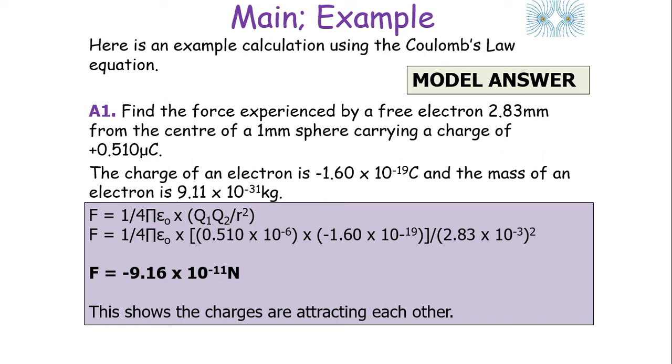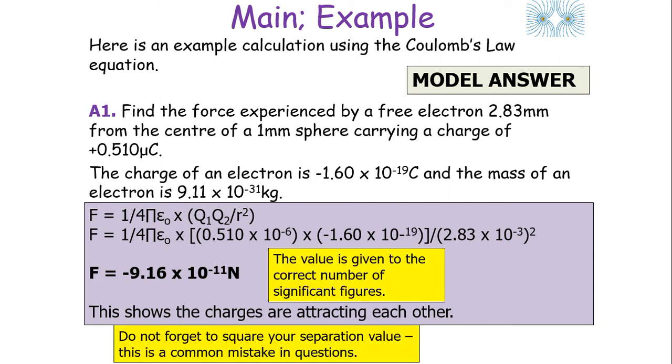Now remember, a negative value shows the charges are attracting each other because one is positive and one is negative, so when multiplied that will equal a negative value. So this negative value shows the two charges must be attracting each other. So just remember, give your value with the correct number of significant figures and don't forget to square your separation value. It's a common mistake made in questions.